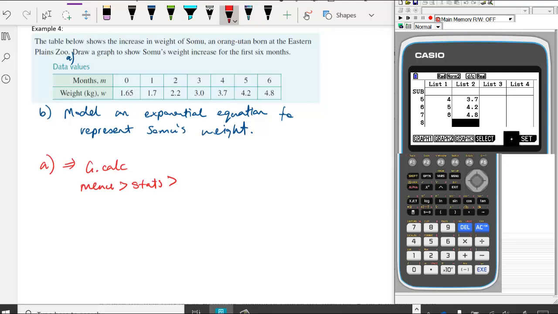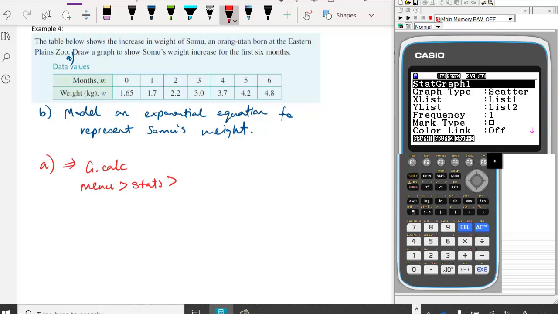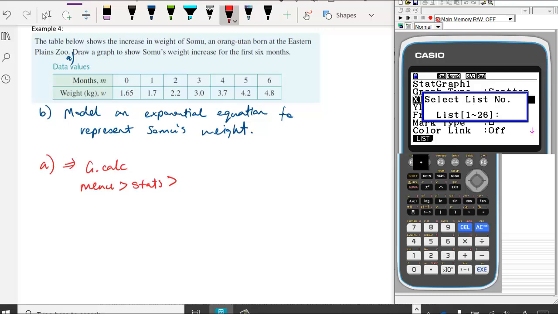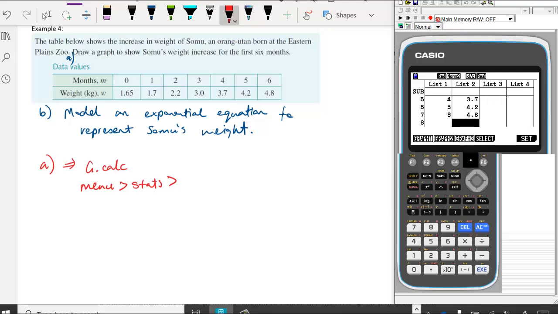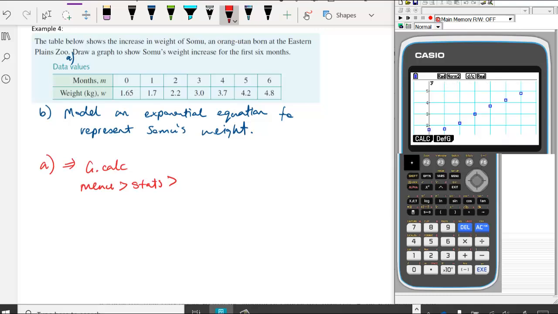Now we should check our setup. So if we hit setup here, we're looking at a scatter with list 1 versus list 2, which is what we want. If you have something different, you need to fix that. So for example, if it's not a scatter, you need to go into graph type and choose scatter. If it's not list 1, you can choose list, and we can make it whichever list we want. I still want it to be list 1. Okay, so we'll hit exit, and now we hit graph 1, and there is my rough sketch.